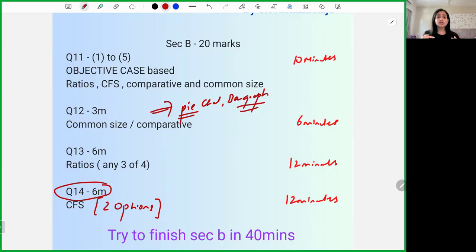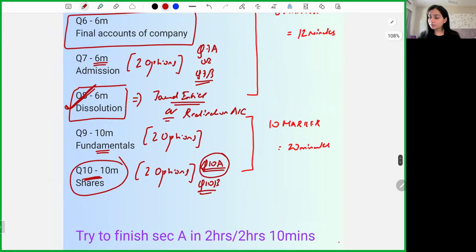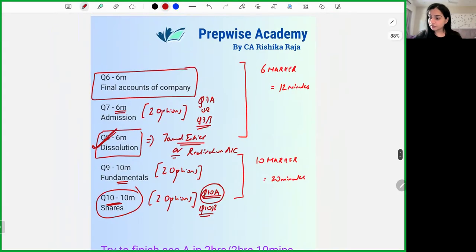Okay. Now, if I had to score 90 plus, the first thing I would do is start my paper with section B. Here I would get my 20 marks sure shot, because this is more format based, less intellectual, less thinking, nothing tricky can come here. Next, I would definitely target some things like dissolution. I would definitely target something like final accounts. Here itself, 6 plus 6 gives me 12 marks. So that is 20 plus another 12, 32 right here.